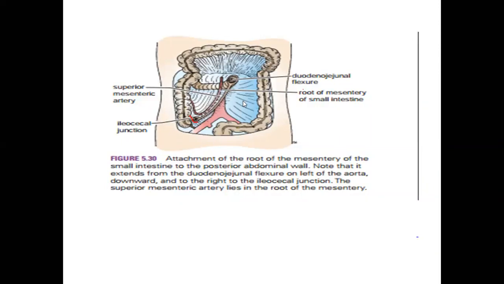And you can also very clearly see here that in this root of the mesentery of the small intestine, the superior mesenteric artery is present here. So the content of the mesentery of the small intestine is very important because it contains the artery within it, that is the superior mesenteric artery.